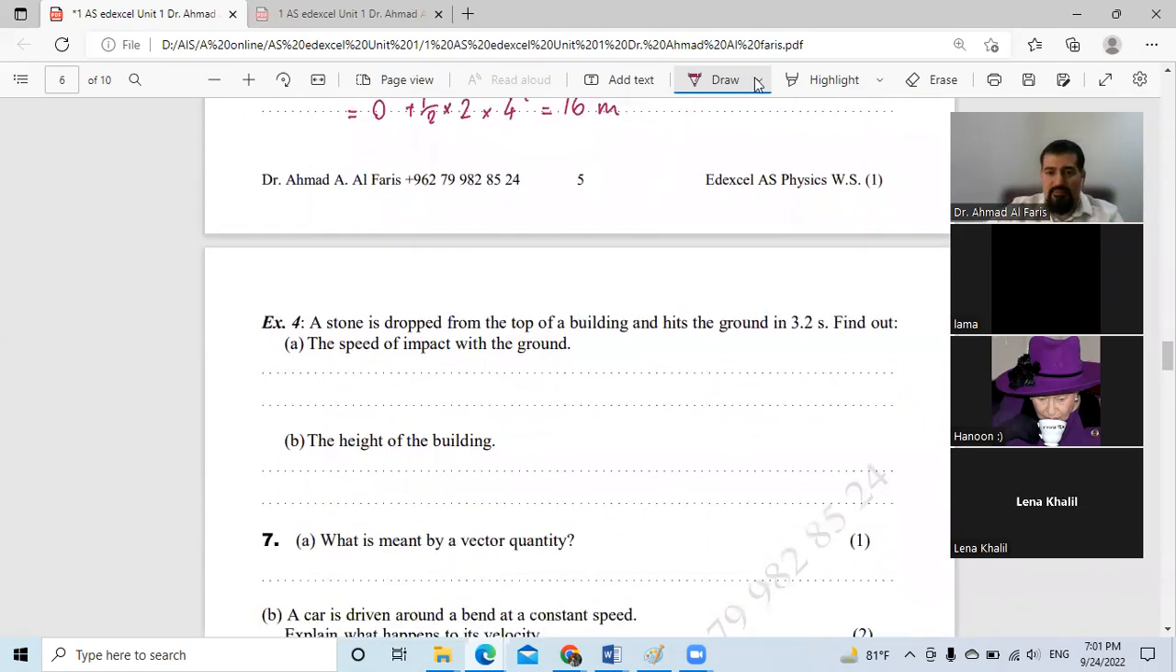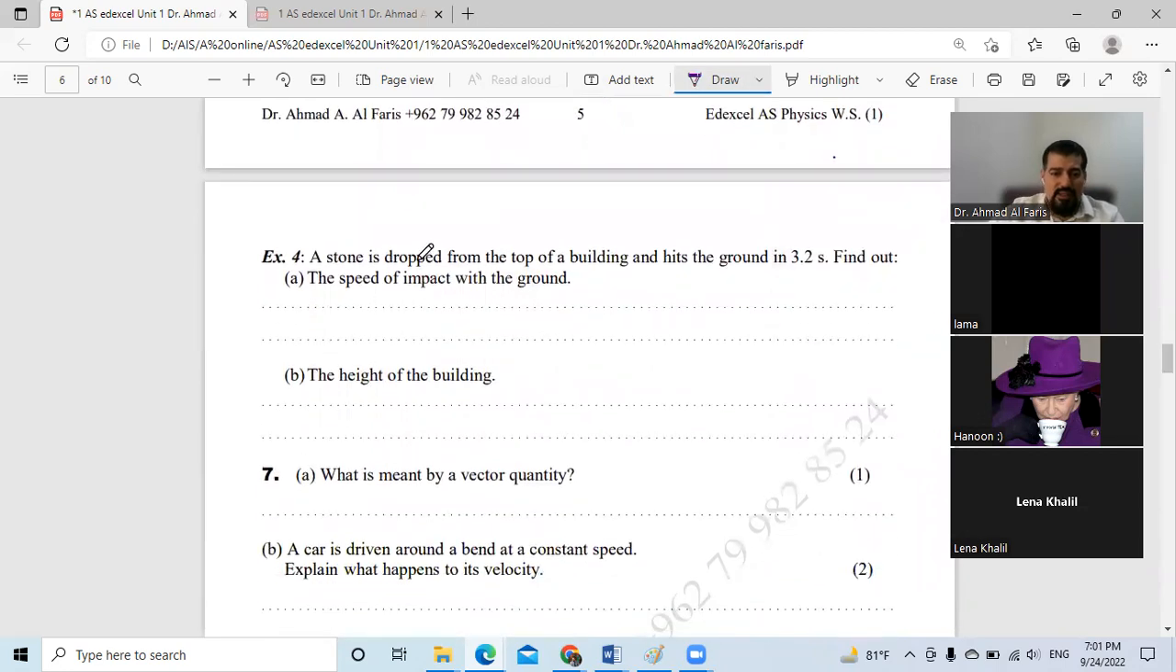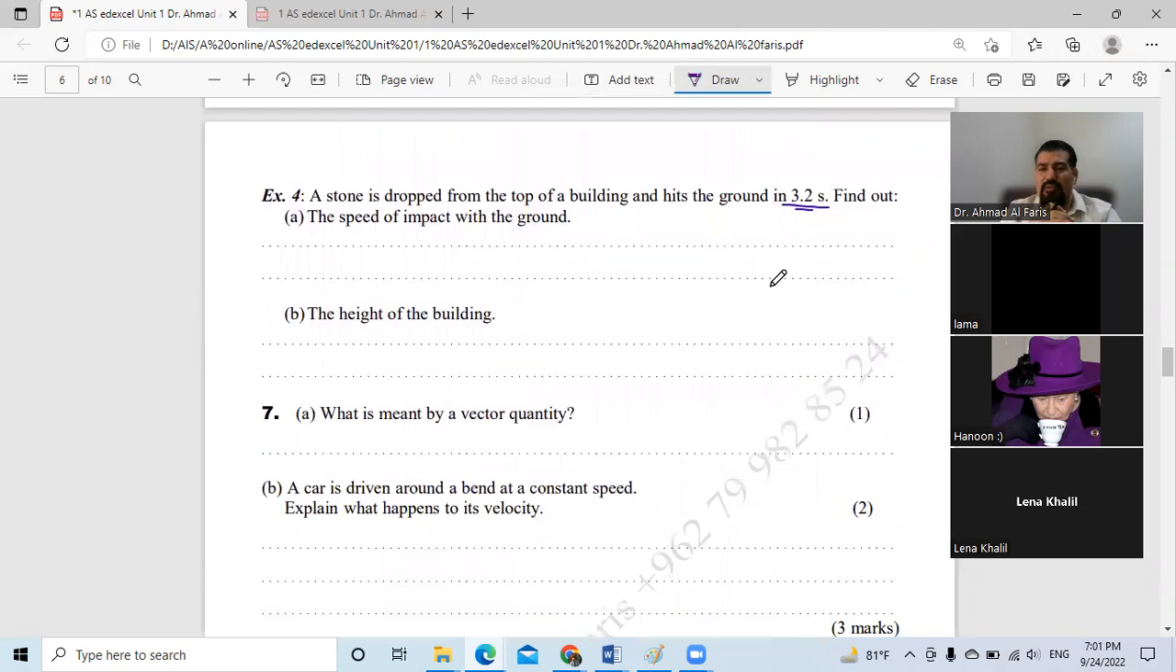Okay, let's move on to this part. Question number 4. A stone is dropped from the top of a building and hits the ground in 3.2 seconds. How many given values do we have here? In this line, how many given values do we have? A stone is dropped from the top of a building and hits the ground in 3.2 seconds.